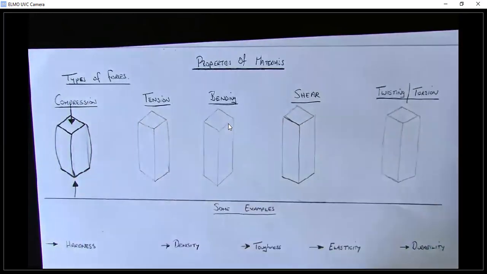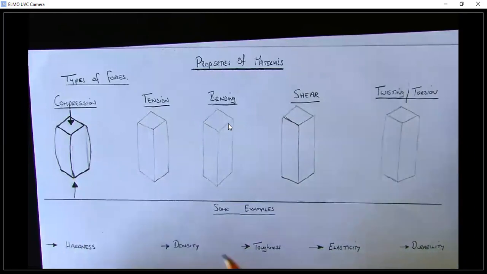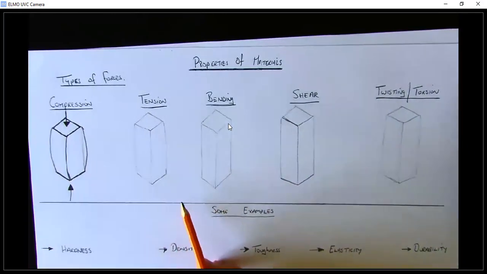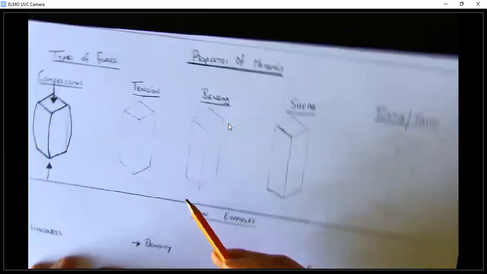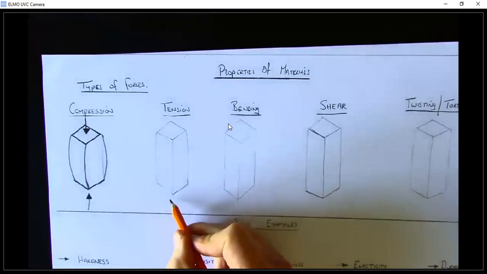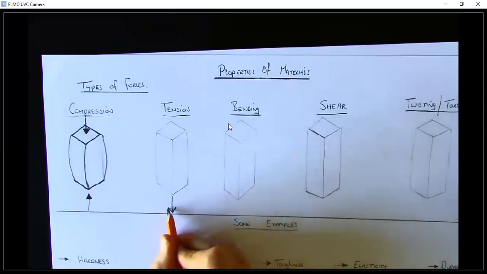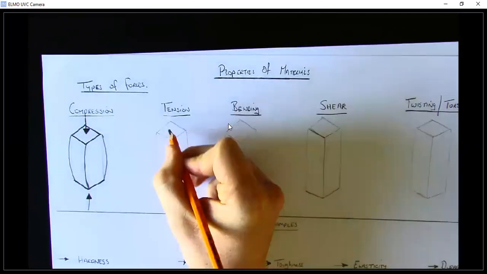The next one is tension. Tension is going to be pulling it apart. So what I want you to do is create this block to begin with. Because the tension, I'll just put in my arrows for the direction of the force. It's pulling it apart. So remember, tension is the tug of war rope, pulling from both ends.